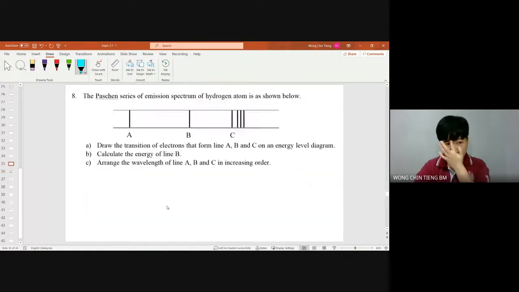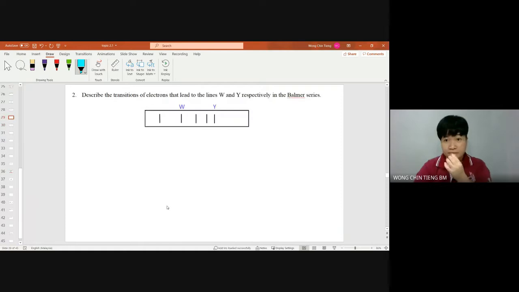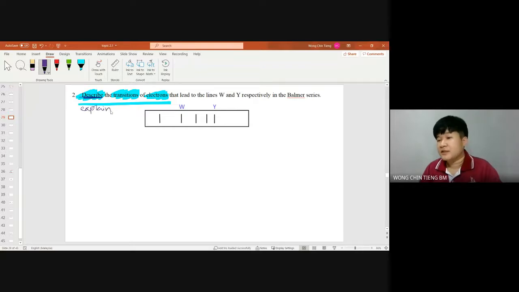Alright? So, lukis je lah. Okay. Question 2 just now, I think. Tadi siapa tanya soalan ni kah? Aina tanya, betul? Lebih kurang lah. Ayat yang kena explain, betul? Okay? Alright. When the question say describe the transition of electrons that led to blah, blah, blah. Whenever is describe transition, describe means explain. Sama juga dengan perkataan discuss. Same. Okay. We start. I give you one example answer.